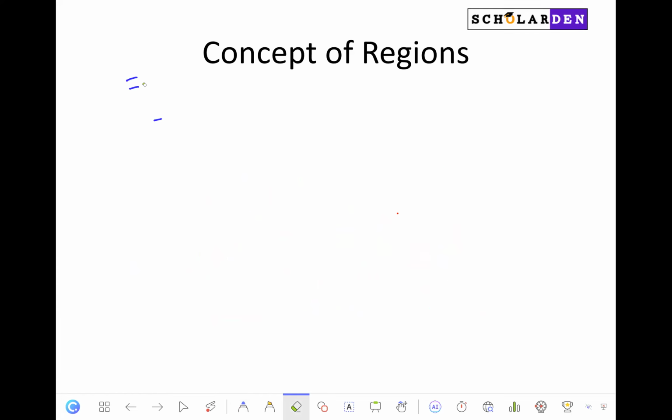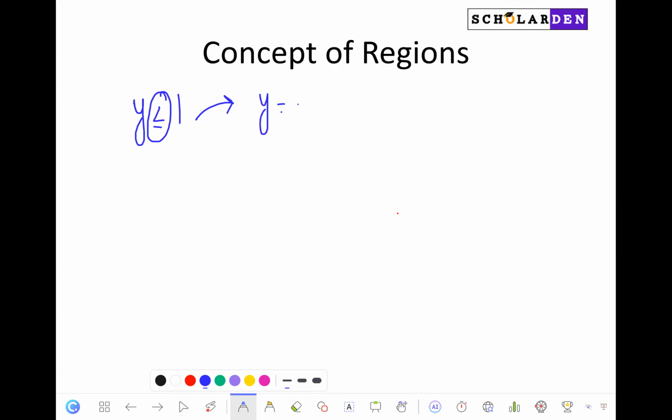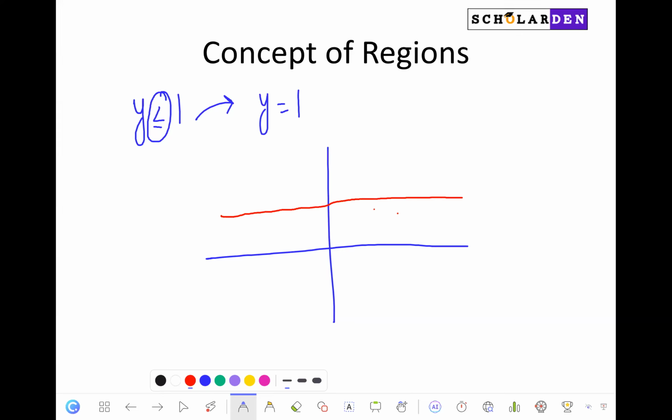And now, to talk about a different inequality. Say you have y is less than or equal to 1. Again, first of all, we change this to the equality sign so that we can identify the boundary. So this will become y is equal to 1. So where is y is equal to 1 going to lie? Y is equal to 1 is going to be somewhere over here. So this is your y is equal to 1 line.